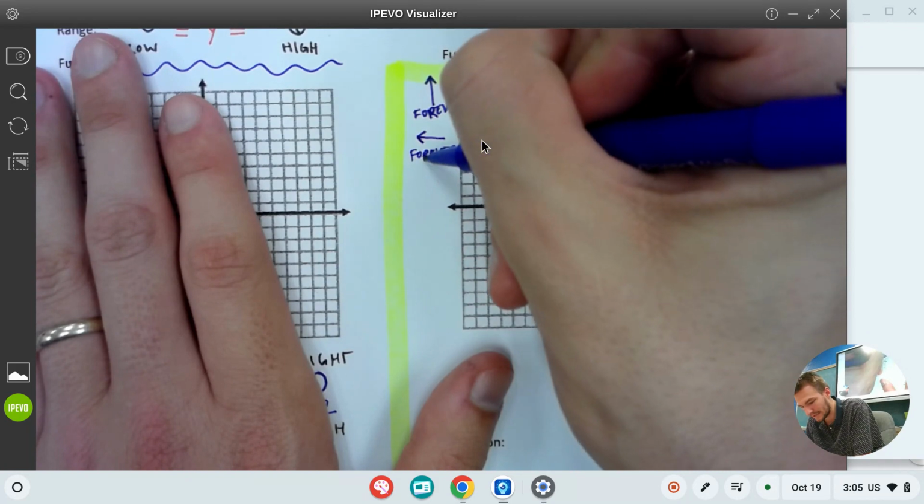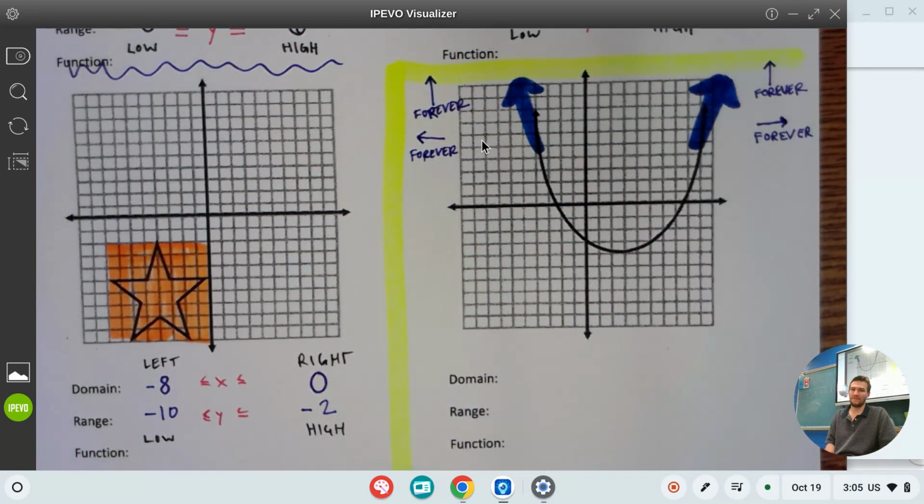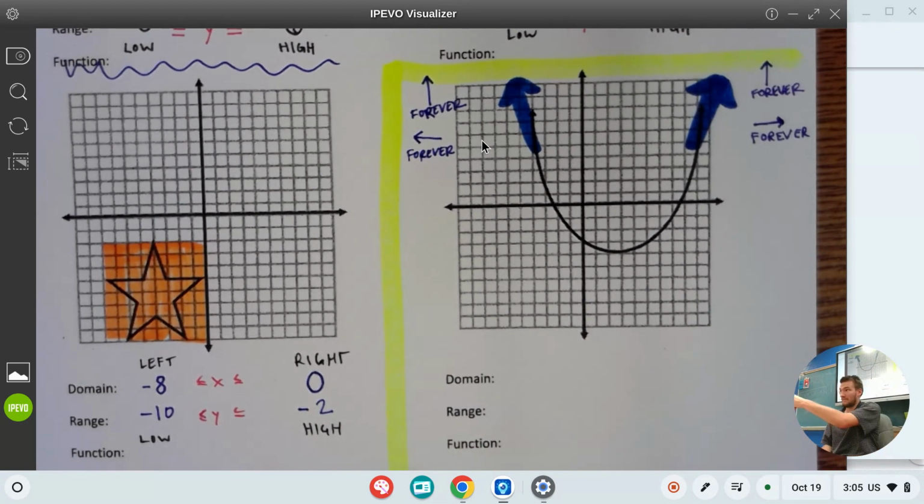Watch your mouth, please. We're going left forever. Now, I have to be... So, a very good point.